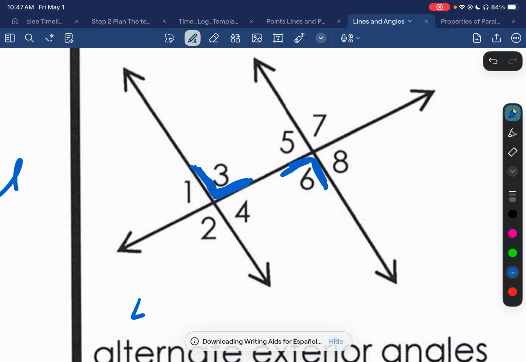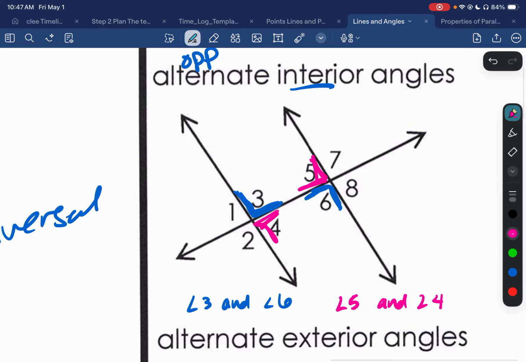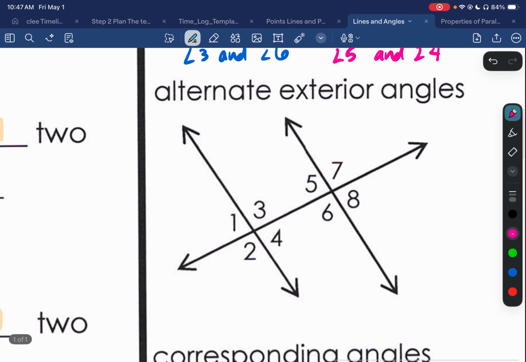If you want to write them out, we can say angle 3 and angle 6, right? Another group is angle 5 and angle 4. Okay, those are what we call alternate interior angles. All right, let's go here.